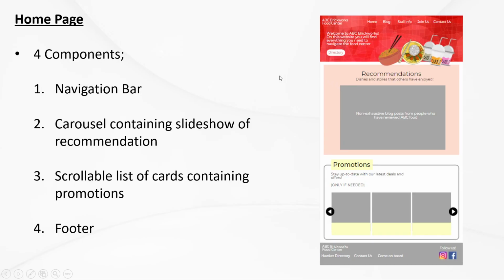And now let's go into the homepage itself. With everything set up, let's observe what we have to build. For the homepage, there are 4 components to build. First is the navigation bar from the top. As we go down, we can see a recommendation section, which actually consists of a carousel, meaning a slideshow of pictures. And as we go further down, we can see a promotion section, which is actually a scrollable list of cards. And last but not least is the footer.